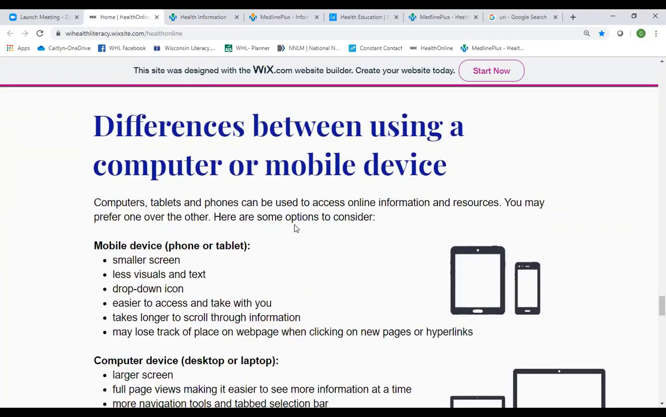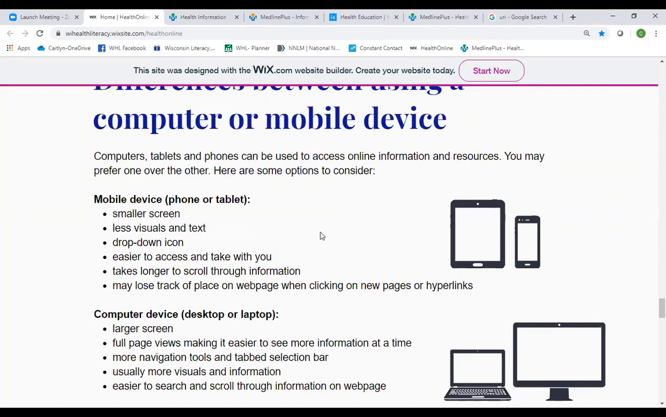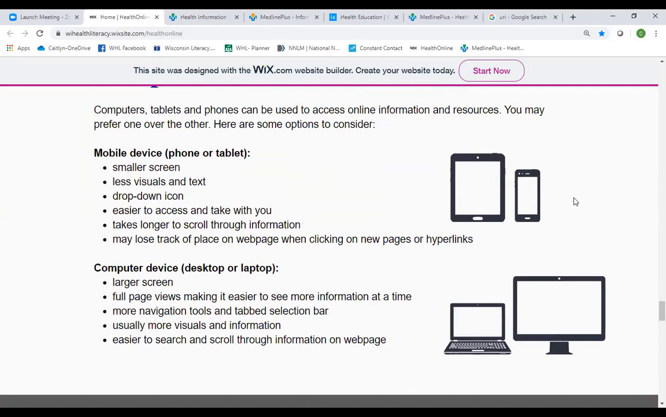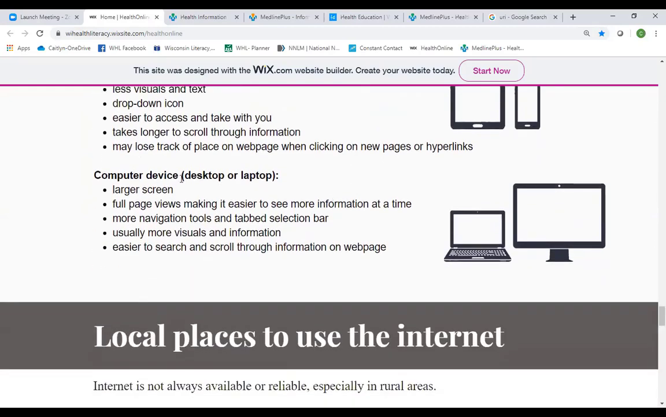The differences between using a computer or a mobile device are discussed, as it's important they know how much less room there is on these mobile devices, so there might be less text than when they're looking online on a desktop. And if they want to sit down and do some thorough research, it's probably better and recommended to go on a computer versus using their phone or a tablet, where they're going to do a lot of scrolling. It's going to take longer. It might not have all the content, versus when they're doing it on a computer.